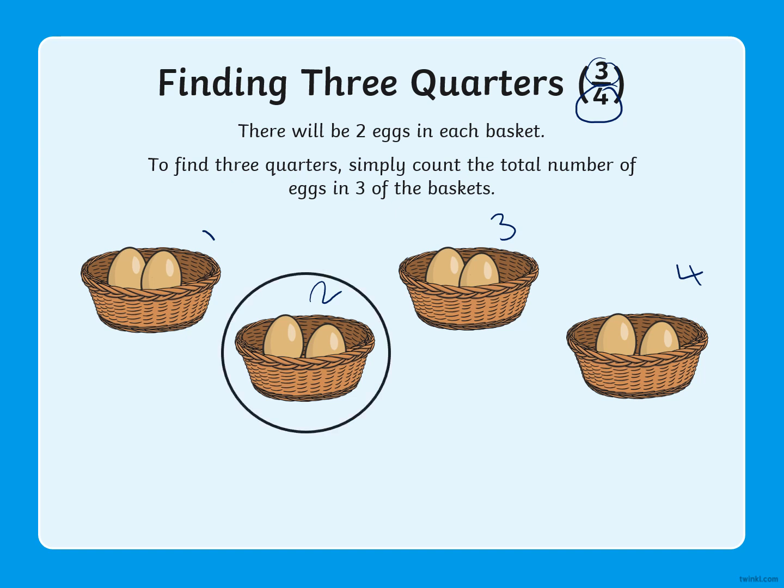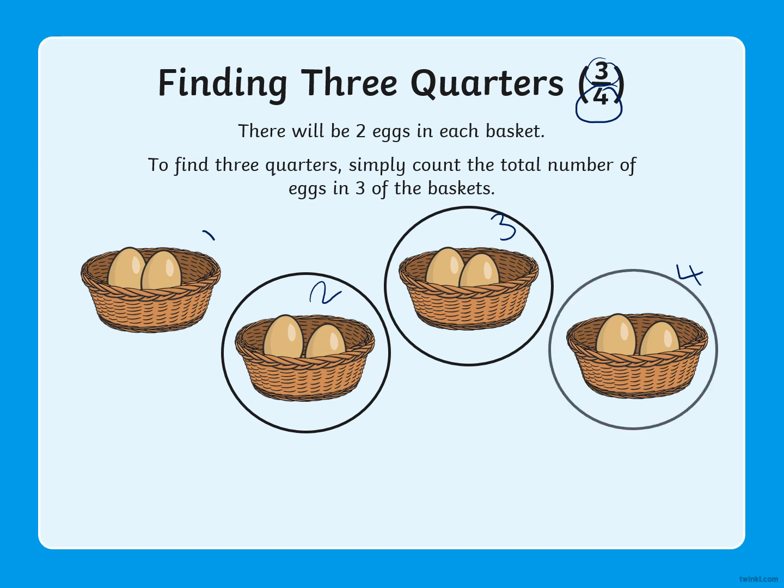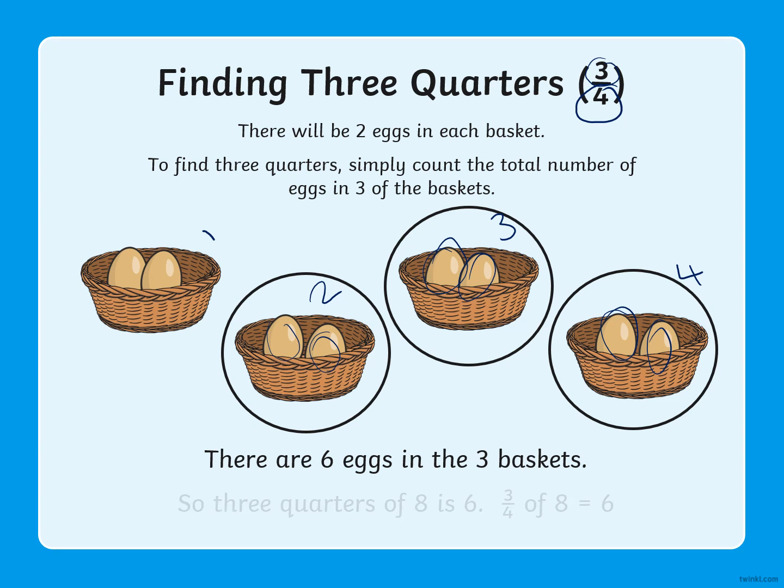So 1, 2, 3 baskets. And there are 6 eggs in those 3 baskets. Okay, so we're counting 1 egg, 2 eggs, 3 eggs, 4, 5, 6. Okay, so 3/4 of 8 is 6.